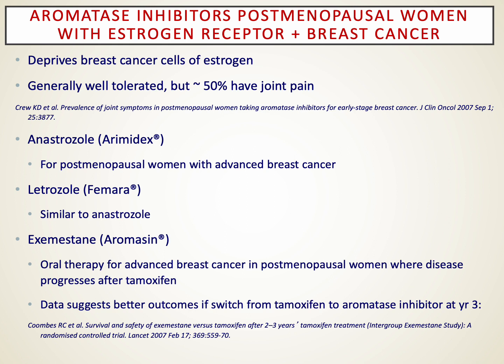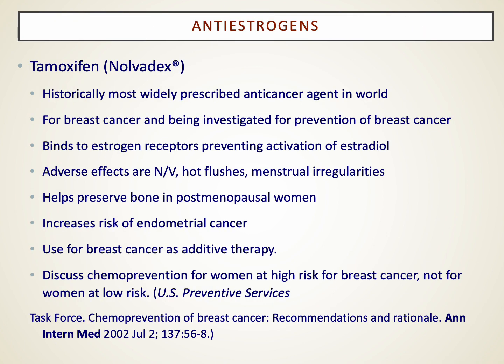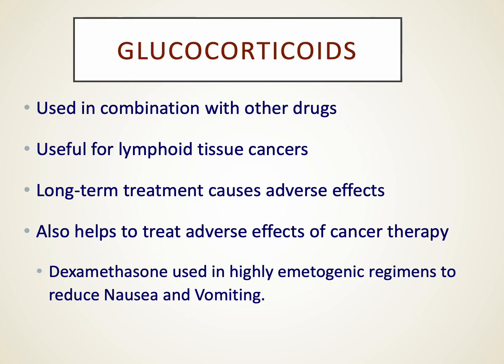The aromatase inhibitors specifically deprive breast cancers of estrogen. They're usually well tolerated, and they're usually used in conjunction and sequenced at a certain point in time for estrogen receptor positive breast cancer patients. The older anti-estrogen tamoxifen used to be the standard here, but it's now second line or after 5 years of aromatase inhibitors. Briefly, the glucocorticoids are used in combination with other drugs, either for their anti-inflammatory effects or to treat the adverse effects associated with therapeutics.